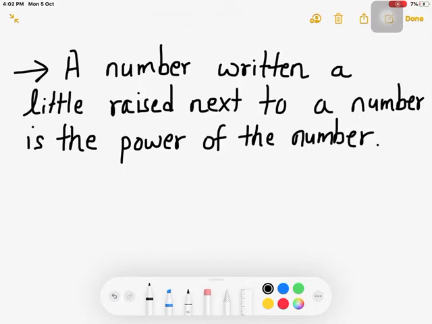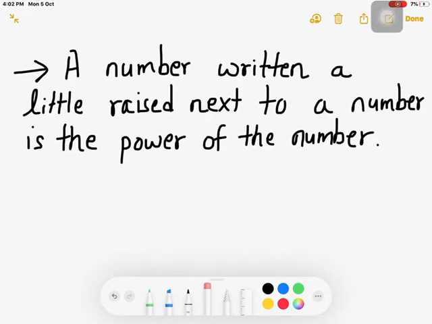So I will show you, for example, 5 power 2. Here this is the power of the number. A number written a little raised next to a number, you can see it is raised here, isn't it? Here 2 is the power of 5.